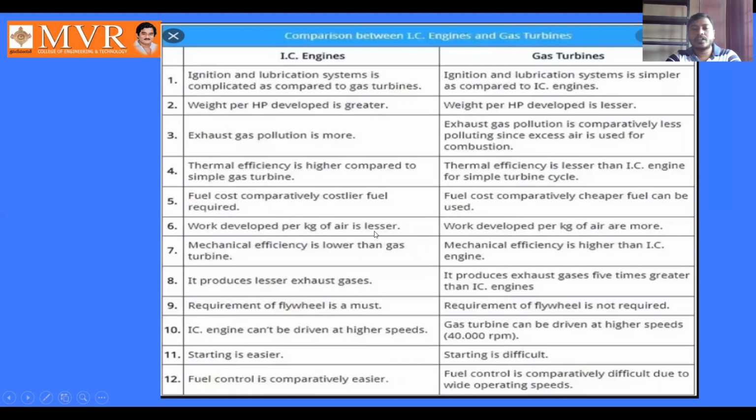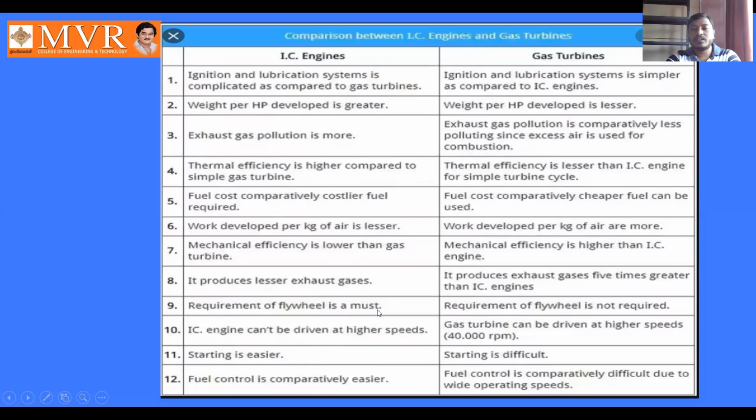Work developed per kg of air is less in IC engines, and work developed per kg of air is more in a gas turbine. Mechanical efficiency is lower than a gas turbine. Mechanical efficiency is higher than IC engines. IC engines produce lesser exhaust gases. A gas turbine produces exhaust gases 5 times greater than an IC engine.